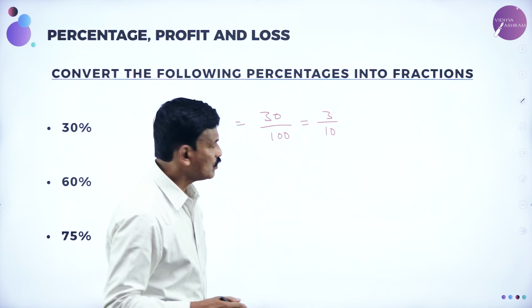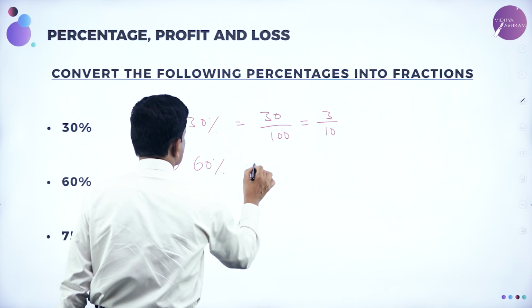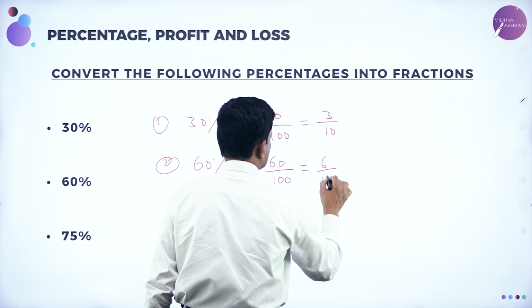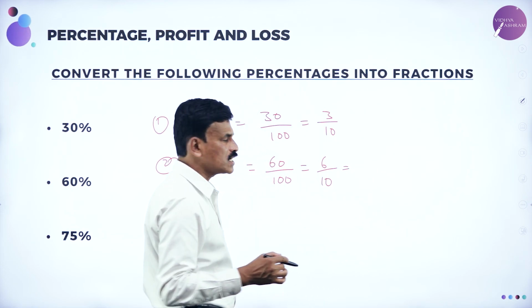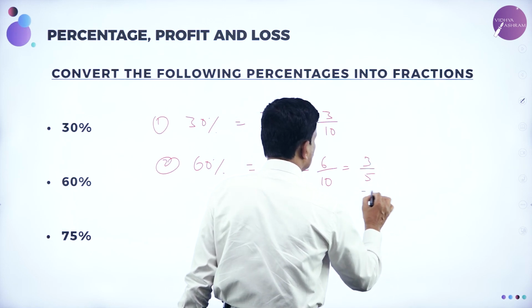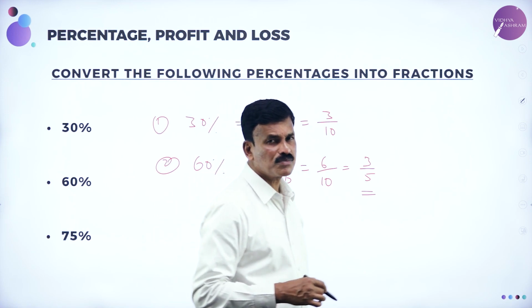Right. Now next, 60% is equal to 60 by 100. That is nothing but 6 by 10. Again, you can divide by 2. 2 threes are 6, 2 fives are 10. 3 by 5. 60% is also equal to 3 by 5 in terms of fraction.